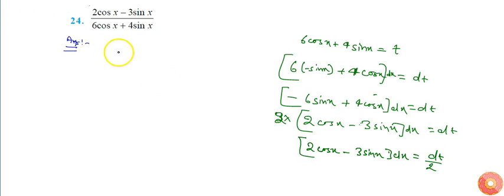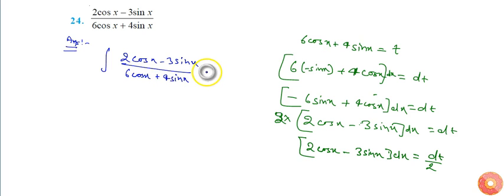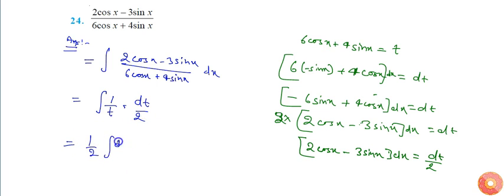So in our question, the integration of 2 cos x minus 3 sin x divided by 6 cos x plus 4 sin x dx. Putting the value of t and dt by 2 in the question, the integration will transform into 1 by t multiplied by dt by 2. Since 1 by 2 is constant, it becomes 1 by 2 integration of dt by t.